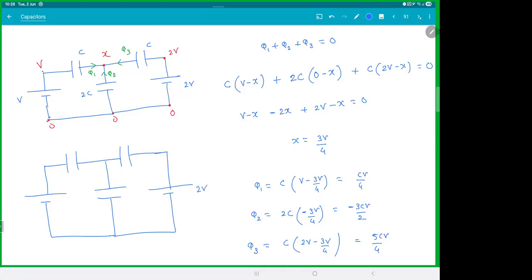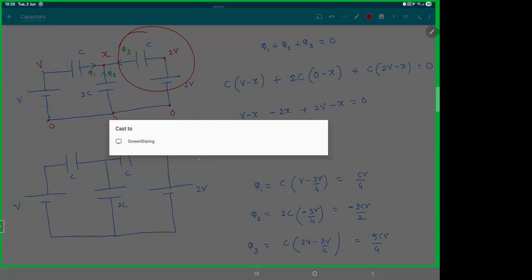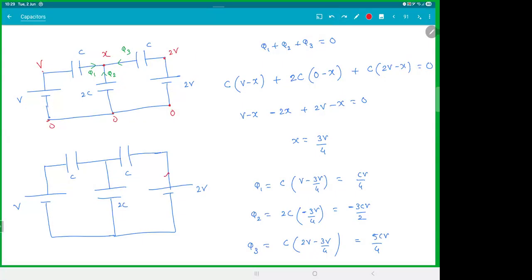This is 2V, this is V, C, C, 2C. Look at the charges. This was Q3. This branch may have Q3 coming from here. So from here, we are getting 5CV by 4. This much charge is coming from this battery. So this plate will have 5CV by 4.